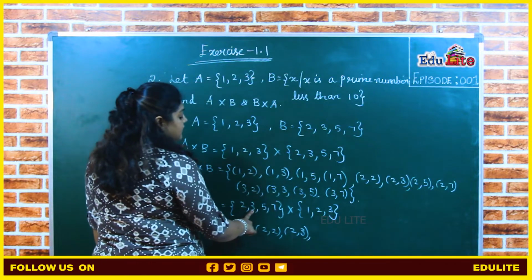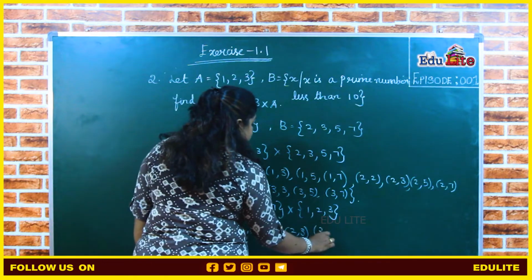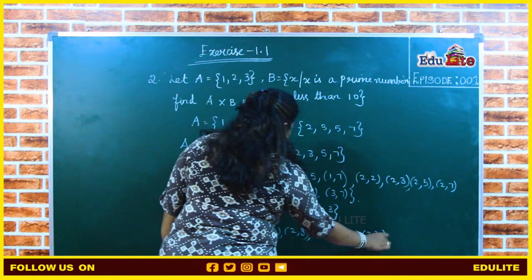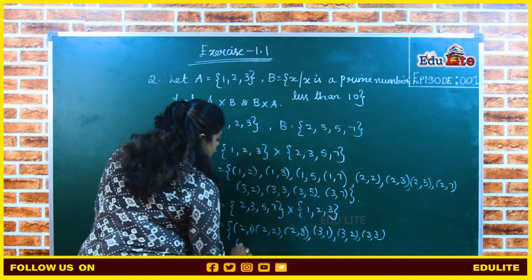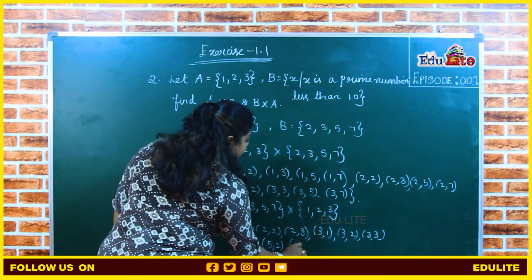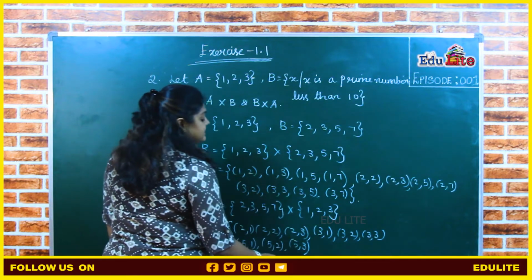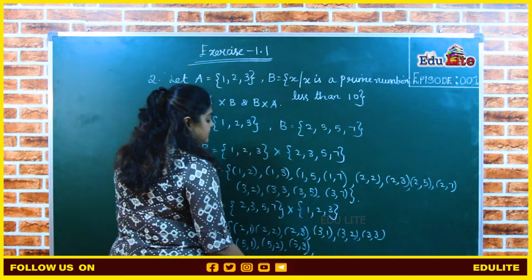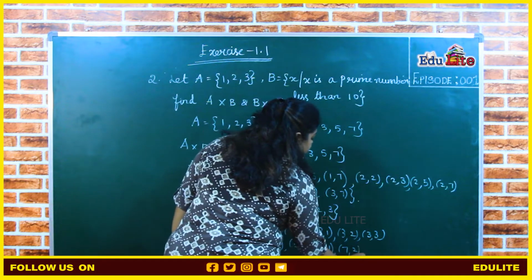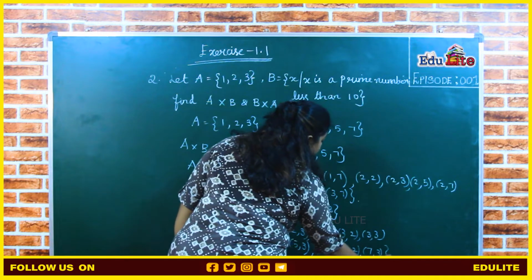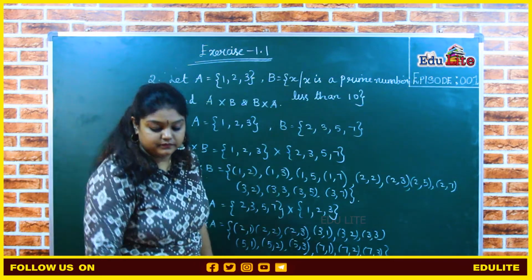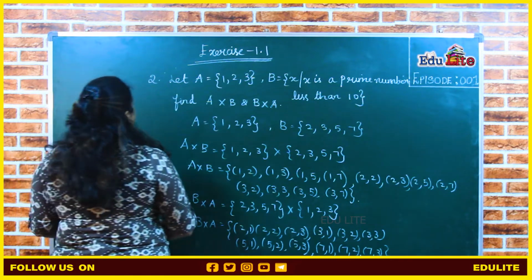Next take the element 3 from B and pair it with all the elements: (3, 1), (3, 2), (3, 3). Next take the element 5: (5, 1), (5, 2), (5, 3). And finally taking the element 7 and pairing it with all the elements from set A: (7, 1), (7, 2), (7, 3). So we have found A cross B and B cross A for this problem. Next we will move on to the third problem.